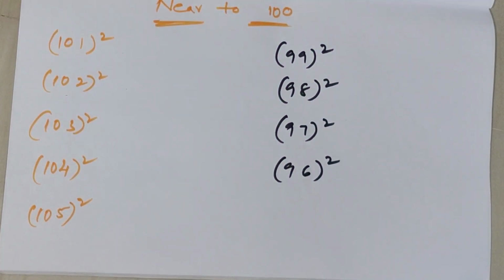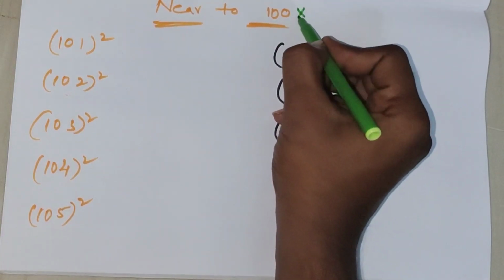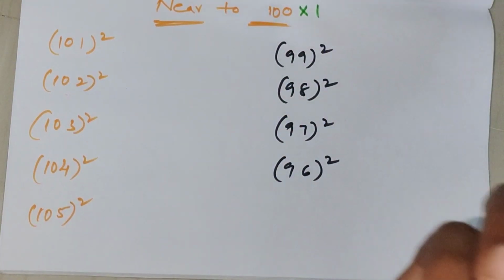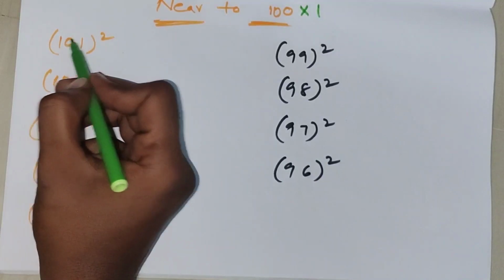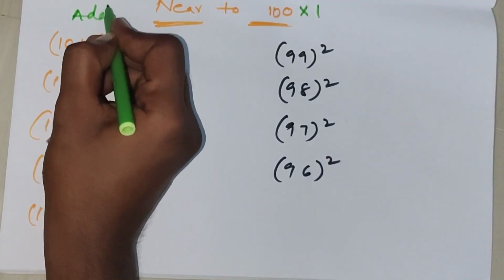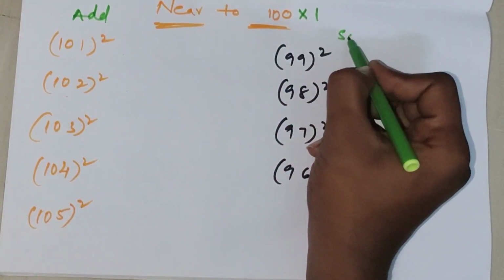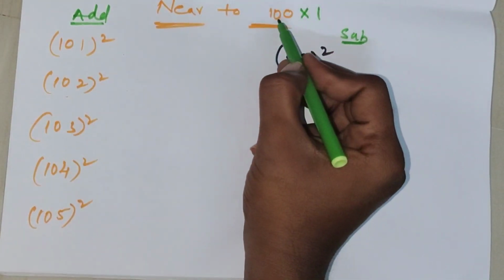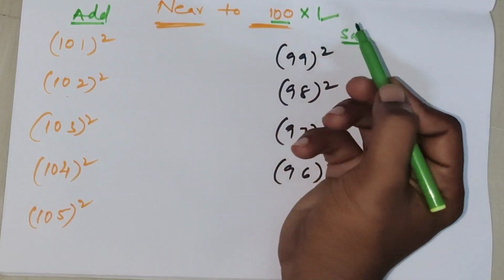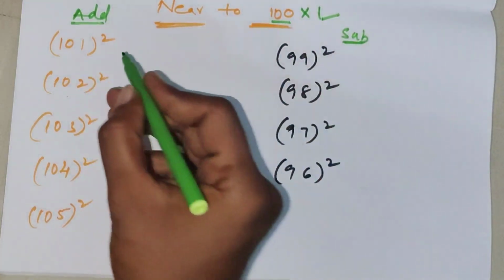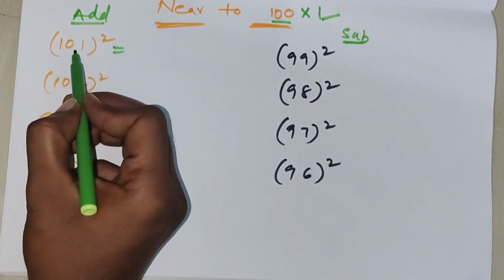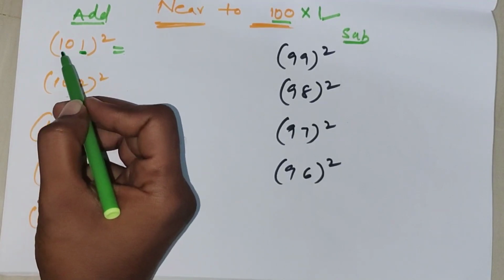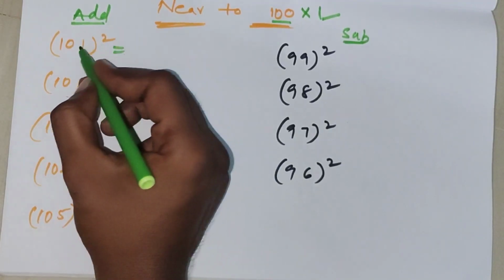As we discussed, nearest to 100 means we should multiply with 1. Again, the same condition: above means we should add, below means we should subtract. Keep this in your mind. This is very important. When the base is 100, we should multiply with 1. If you multiply with 1, the value will not change. Directly we can go. How much more than 100? Here it is 1 more than 100. Directly add the same number.